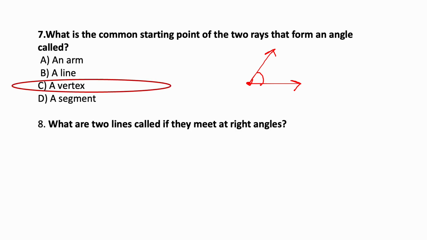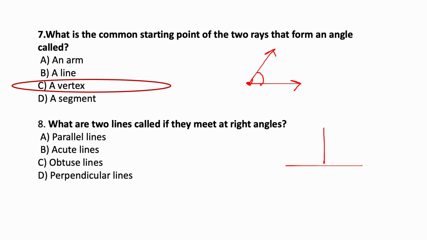Then, what are two lines called if they meet at right angles? Options are parallel lines, acute lines, obtuse lines, perpendicular lines. These lines are perpendicular lines. Perpendicular lines, they form right angles.